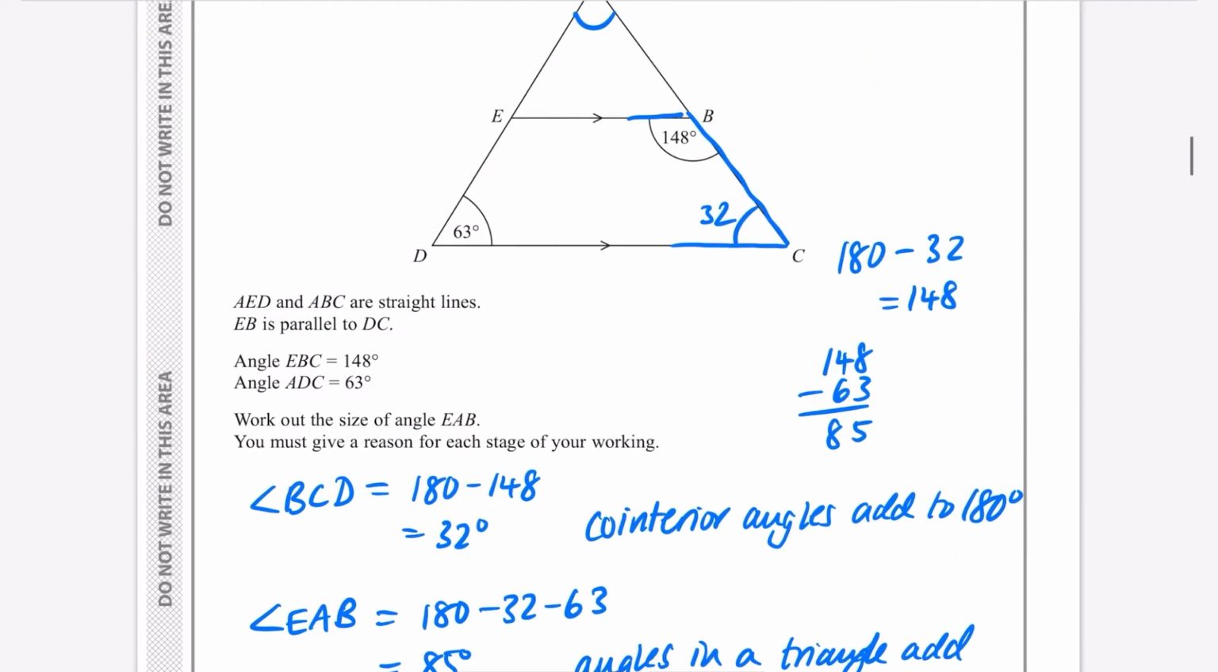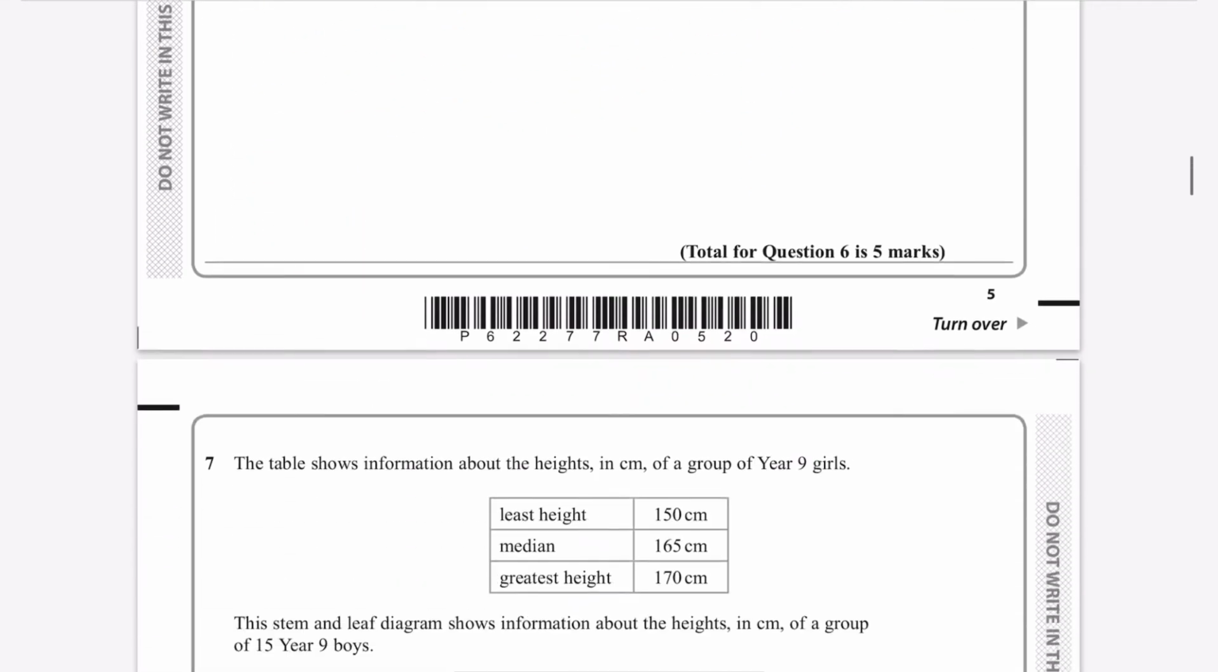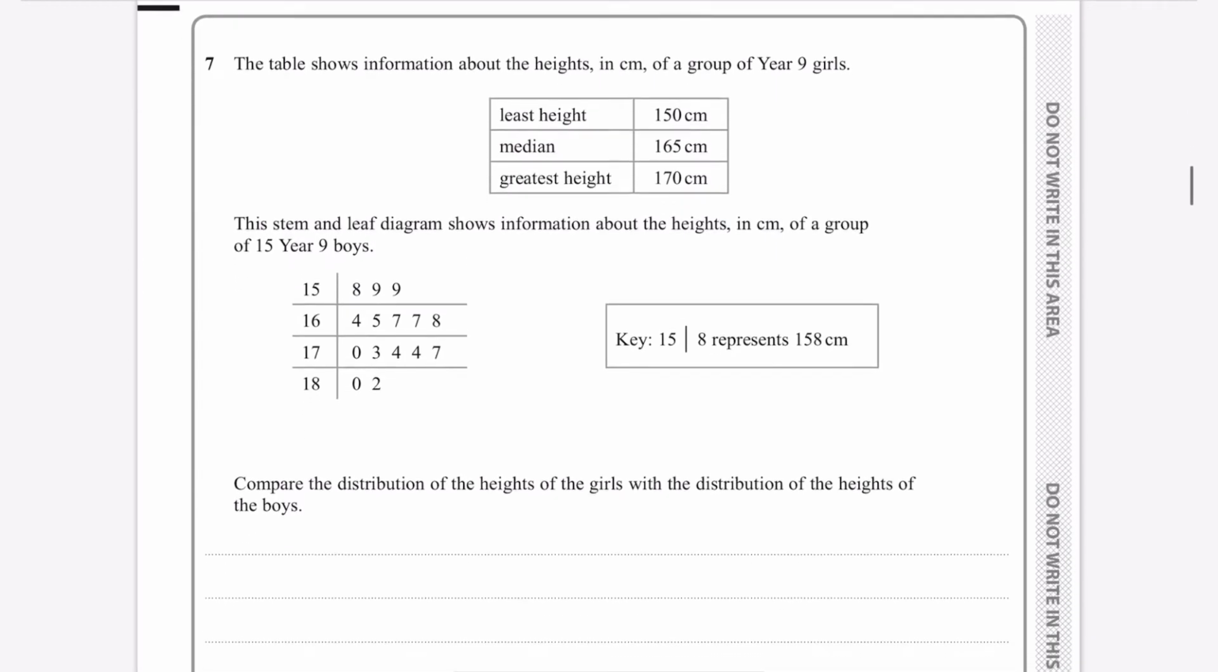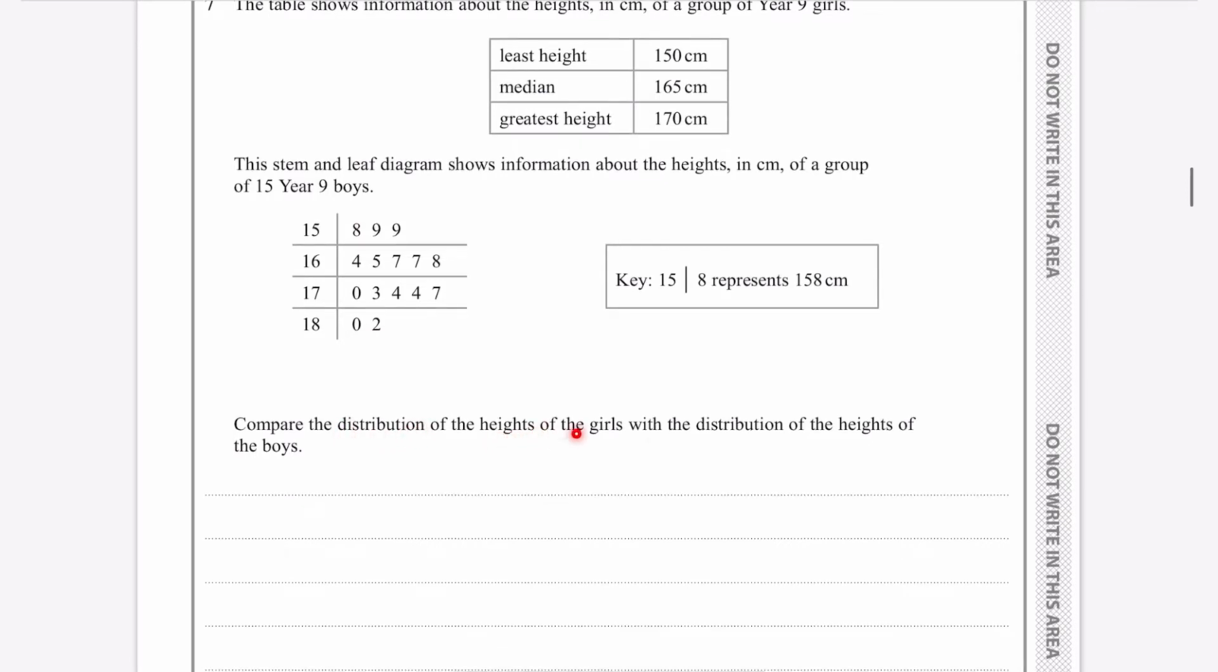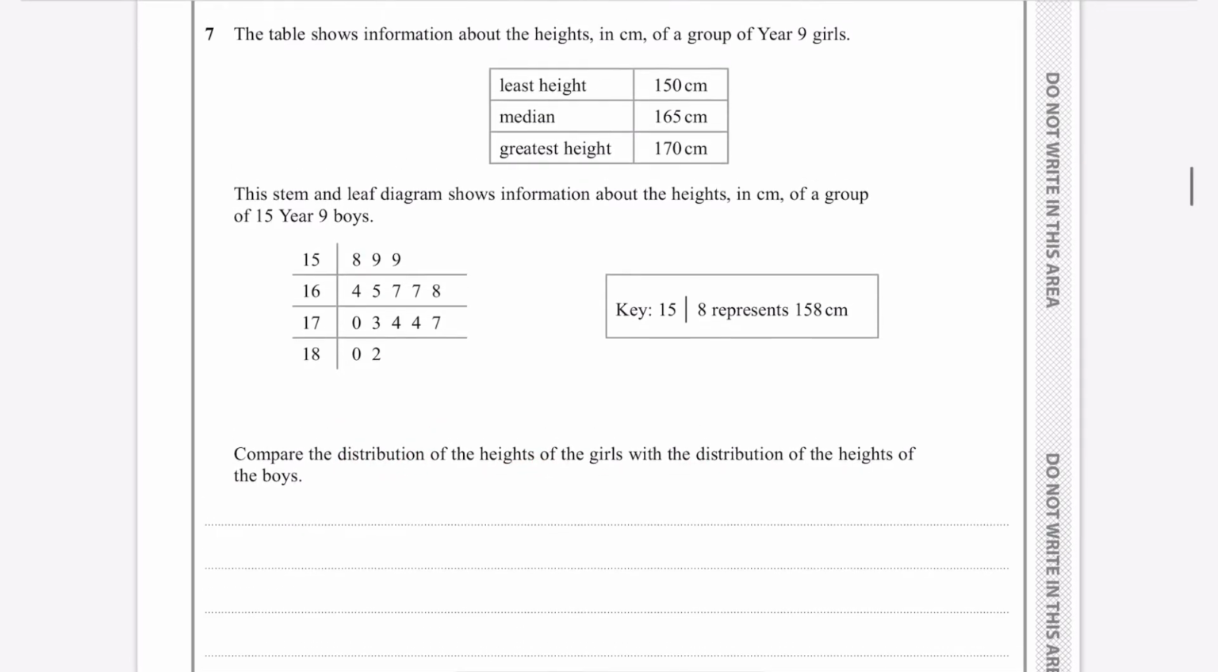Okay, so we're moving on to question 7 now. Question 7, it says the table shows information about the heights of some year 9 girls. We've got the least height, the median, and the greatest height. We've got a stem and leaf diagram for some of the boys as well. Compare the distribution of the heights of the girls with the distribution of the heights of the boys.